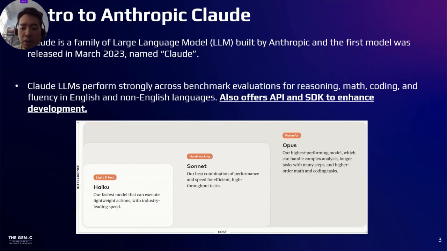They allow multi-model input capabilities with text output, allowing you to upload images and text prompts. Claude LLMs have very low hallucination rates, resistant to jailbreak, and have a 200K context window. Claude LLMs perform strongly across benchmark evaluations for reasoning, math, coding, and fluency in English and non-English languages. Claude also offers API and software development kit to enhance development. For the Claude family, there are three models, namely Haiku, Sonnet, and Opus.